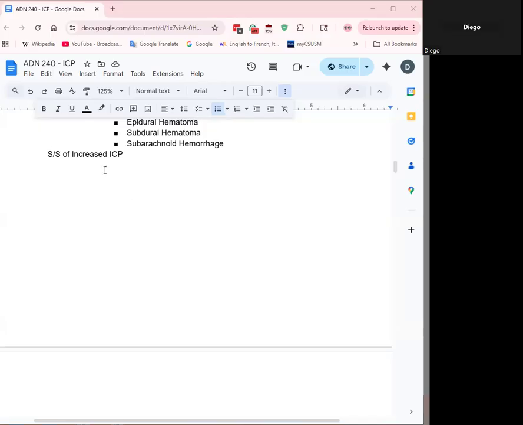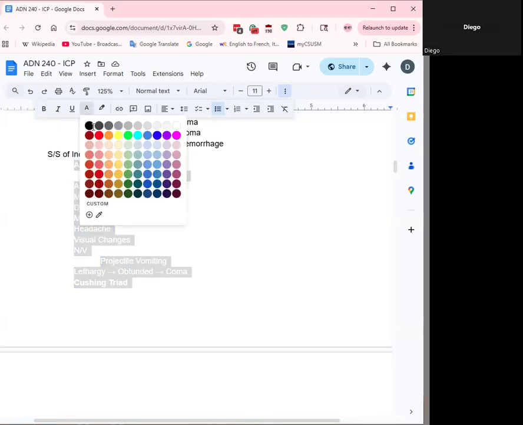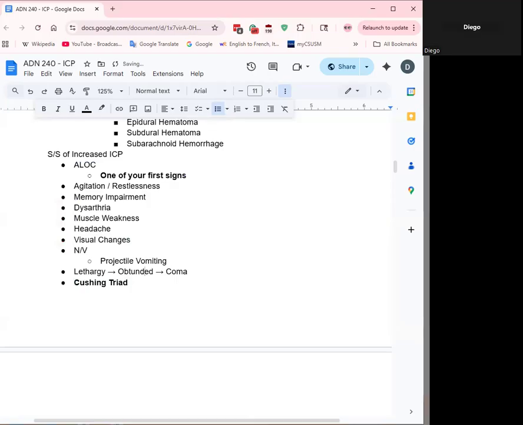Okay, so that covers most of that, and Cushing's triad as well. So what is Cushing's triad? It's when there's a wide pulse pressure, or when the systolic blood pressure is very high, and when there's bradycardia as well as abnormal respirations. Exactly.